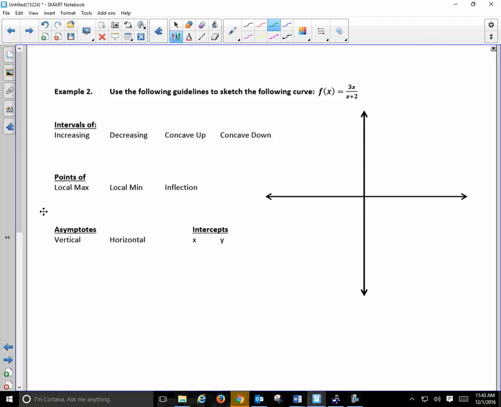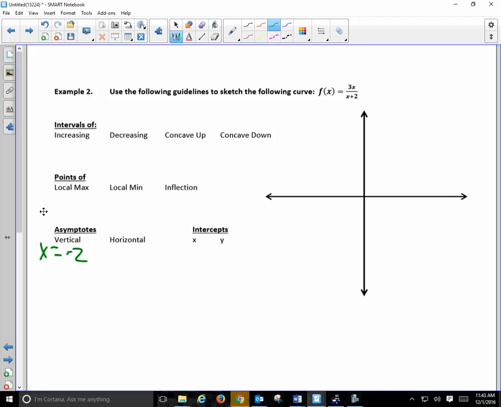So here we go. We've got f of x equals 3x over x plus 2. What's different about this function compared to our first one? It has an asymptote. Vertical asymptote at what? X equals negative 2. Very good. Now, as I consider the end behavior, it will be determined in this situation by a horizontal asymptote. So we've got a vertical asymptote at x equals negative 2.